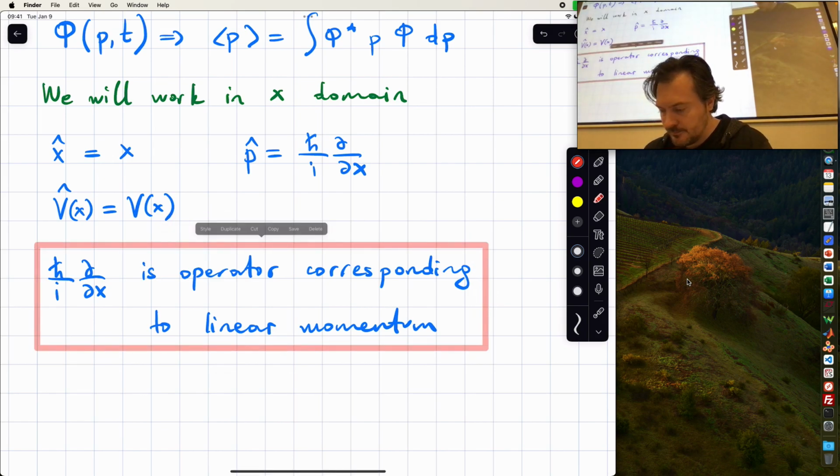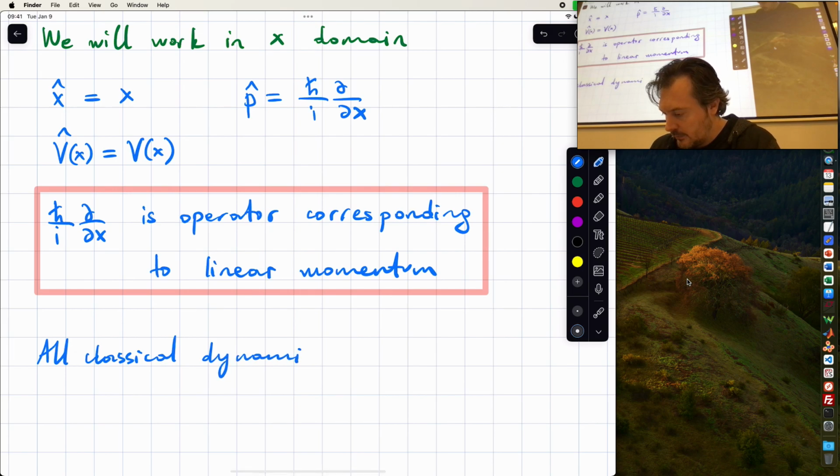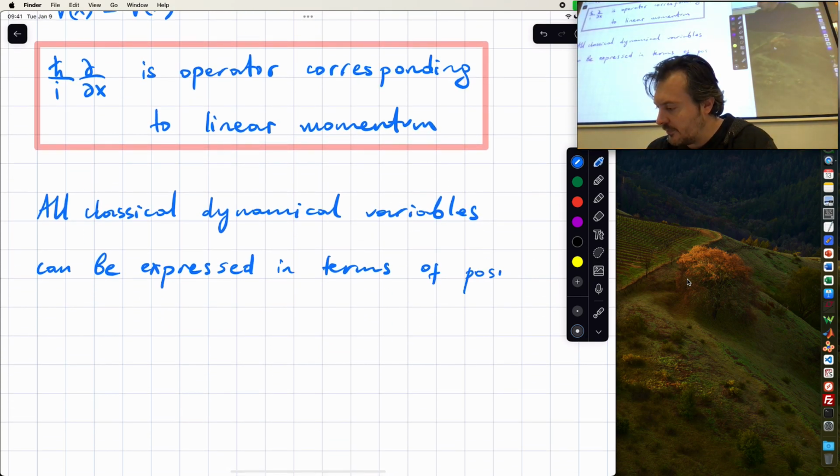Very good. Now that we have that, we can go further and say that all classical dynamical variables can be expressed in terms of position and momentum. Position and momentum.